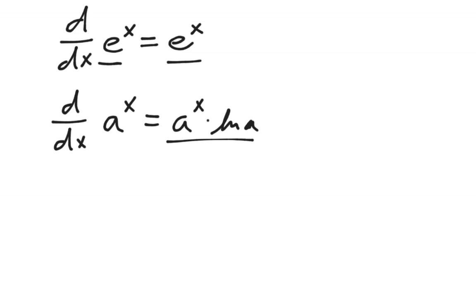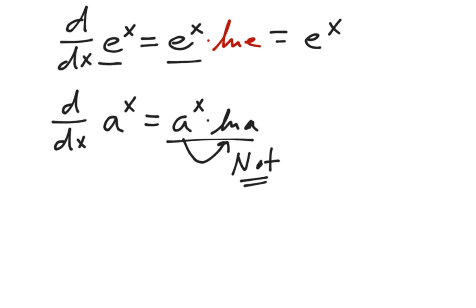And actually, this rule kind of works for e to the x as well. If I multiply this by the natural log of e, that's the same thing, because remember the natural log of e is 1, so it's still just e to the x. It's sort of like the chain rule, but it's not the chain rule. So you have to watch out for that.